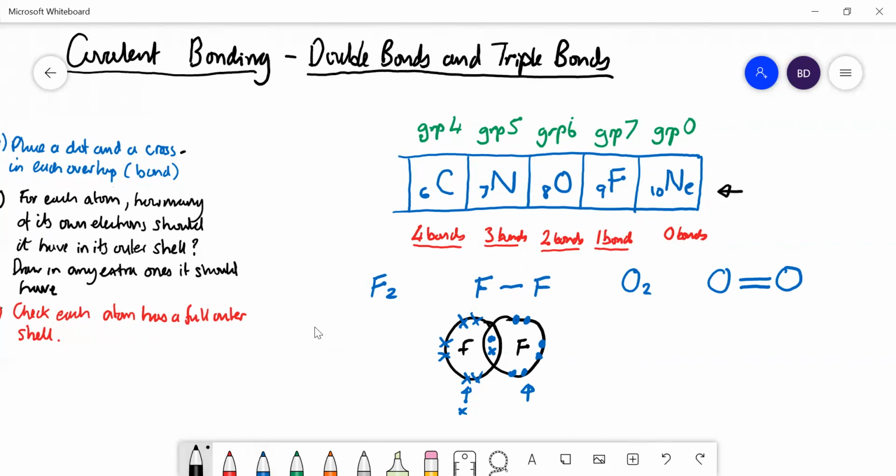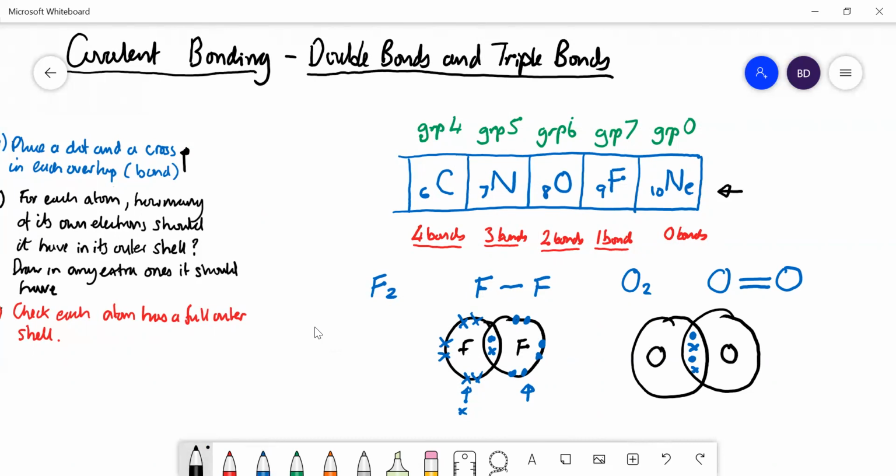So when I draw the dot cross diagram here, step 1 says place a dot and a cross in the overlap of each bond. Well, because this is a double bond, we don't just put a dot and a cross, we put a dot and a cross and another dot and a cross. Okay, because it's a double bond.